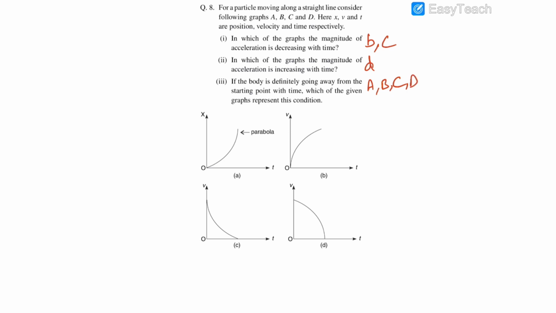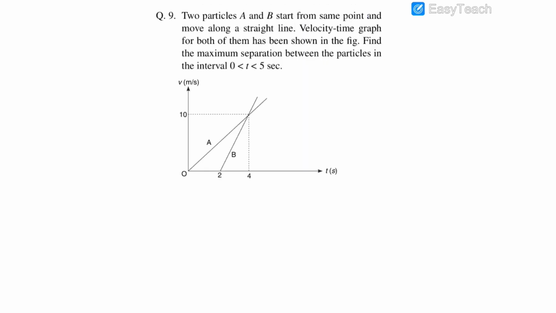Now we move on to the next question. In this question, you can see that there are two particles A and B which start from the same point and move along a straight line. The velocity-time graph for both of them has been shown in this figure. We have to find out the maximum separation between the particles in the interval of 0 to 5 seconds.